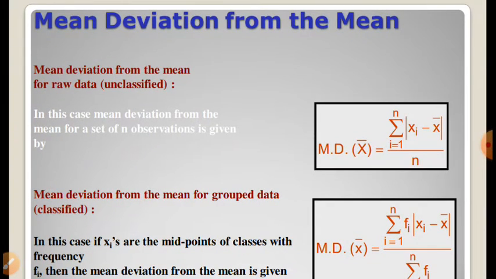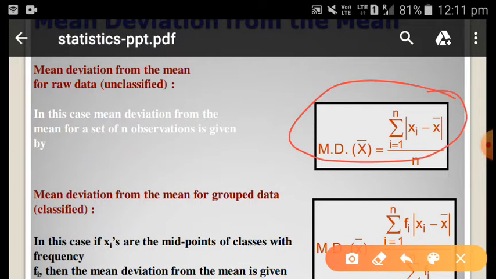Now the formulas: let us see mean deviation about the mean and mean deviation about the median. The first case is for ungrouped data, that is raw data. We call it ungrouped data or a discrete distribution. When it is divided into groups, it is called a continuous distribution. Whenever it is given to you, this is the formula to find the mean deviation for a set of n observations, where x1, x2, x3 and so on are the observations.